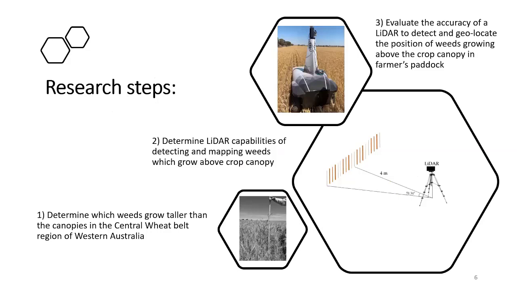So we defined 3 research steps to answer the research questions. The first step was determining which weeds grow taller than the crop canopy. The second step was determining if LiDAR is capable of detecting those targets that we had in the trials, and if it was capable, how accurately it could detect the targets. And the third step was evaluating the accuracy of LiDAR to detect and geolocate the position of weeds growing above the crop canopy at harvest.